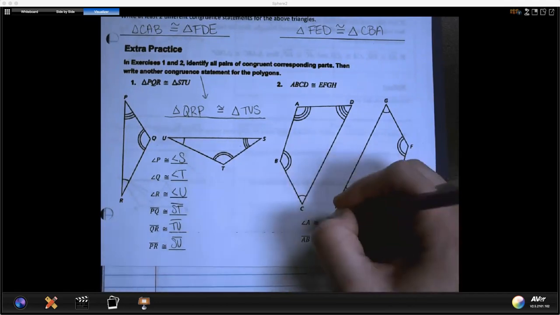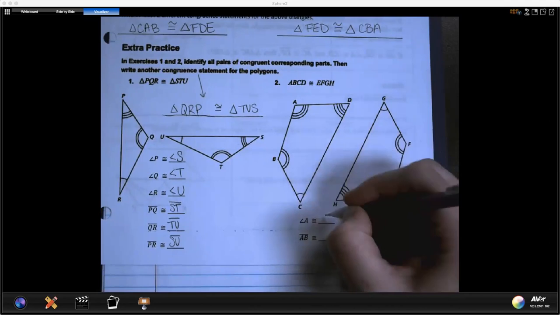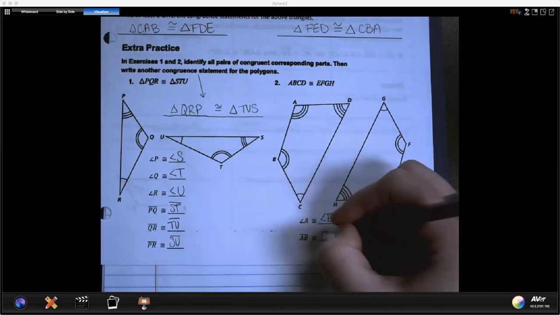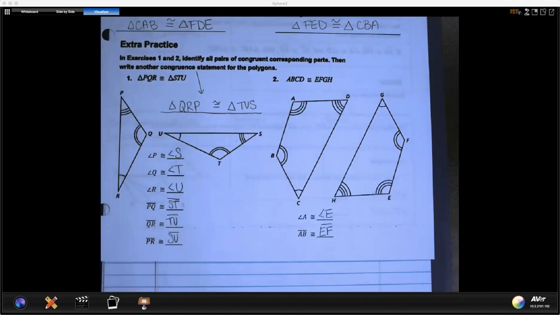Angle E, good. And what about side AB? EF, good. Okay, and so this is really just to show you that the same concept can be applied with any shape. It doesn't have to be a triangle. There's multiple other congruent sides, congruent angles, all that jazz.